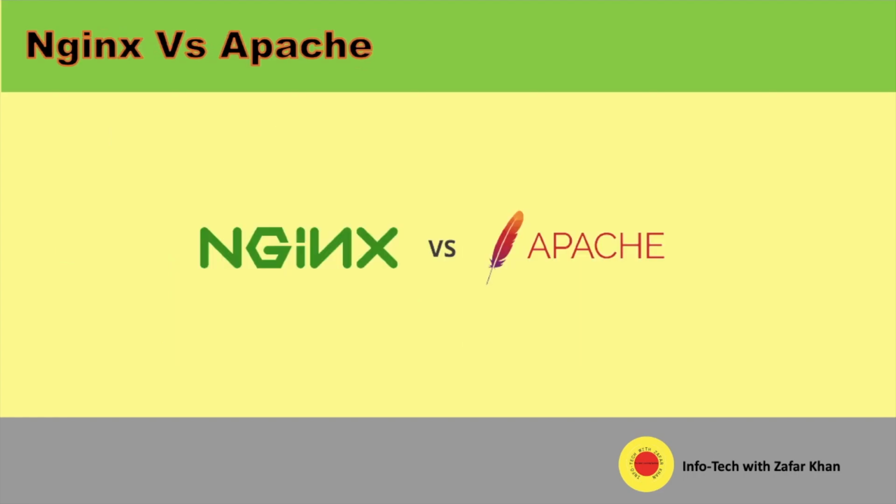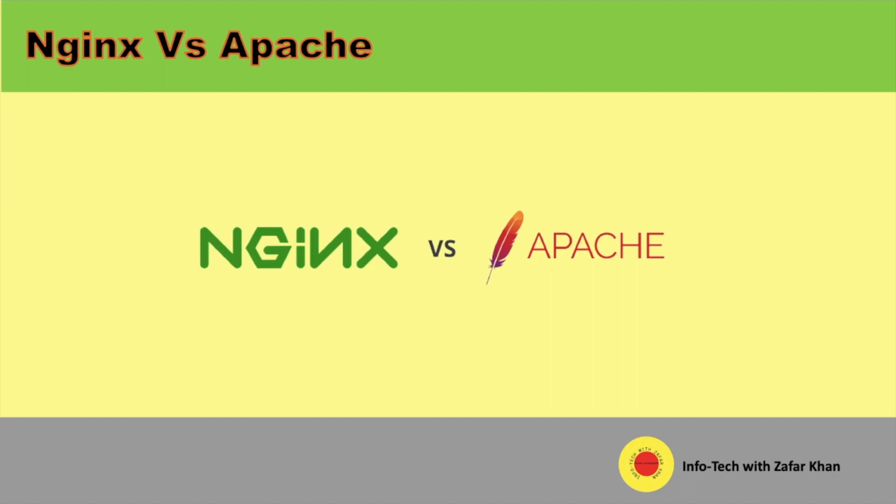Now let us discuss Nginx and Apache. Why do we want to discuss it? Basically, Apache is also a web server. Then what is the difference between Apache and Nginx? The main difference between the Nginx and Apache web server is that Nginx has an event-driven architecture, meaning it handles multiple requests within a single thread, while Apache is process-driven, creating a single thread for each request. Also, performance-wise, Nginx has better performance than Apache.